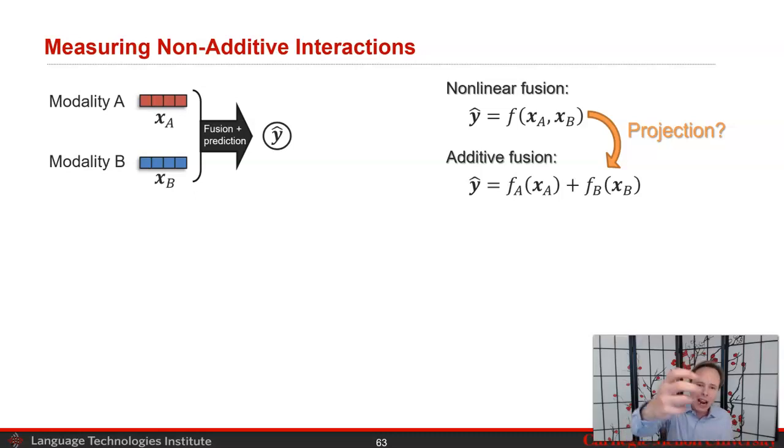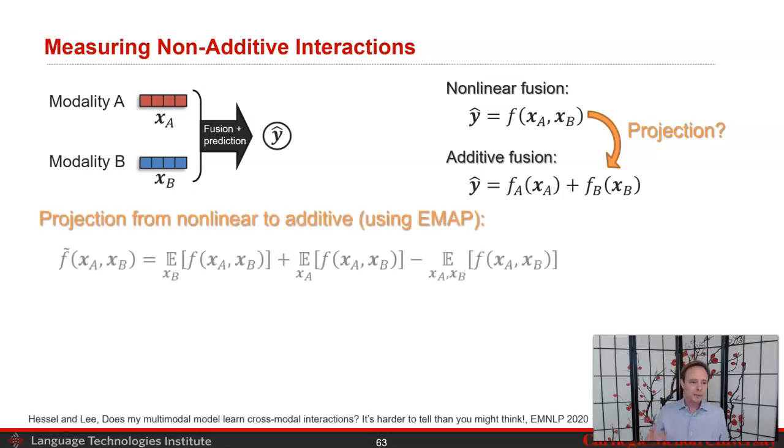Is there a projection? Is there a way for me to project this model into an additive one? And if I do this, do I get the same performance? And if I do, then maybe that means that I didn't model as much of the non-additive as I wished to. So projection from nonlinear to additive is this nice landmark paper from EMNLP, which introduced the EMAP method. I will just summarize it quickly.